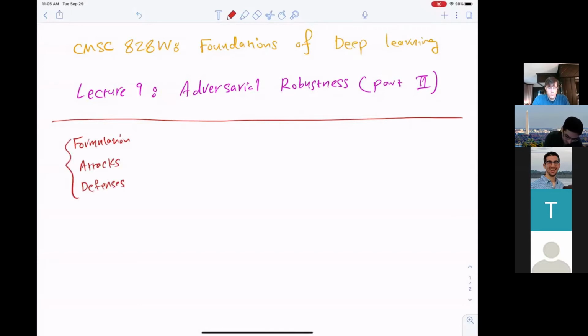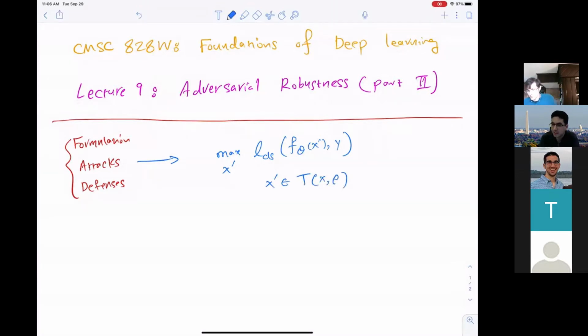Right, so briefly speaking, in the attack problem, the goal is to craft an adversarial example X prime to maximize the classification loss of my model, let's say f theta of X prime, given the true label that we wanna misclassify, subject to X prime being within a threat model of X with a particular parameter, let's say rho. Right? So we mainly talked about LP threat models, where the LP norm of X prime minus X is less than or equal to rho, but there are some non-LP threat models that I'm going to talk about in the next lecture.